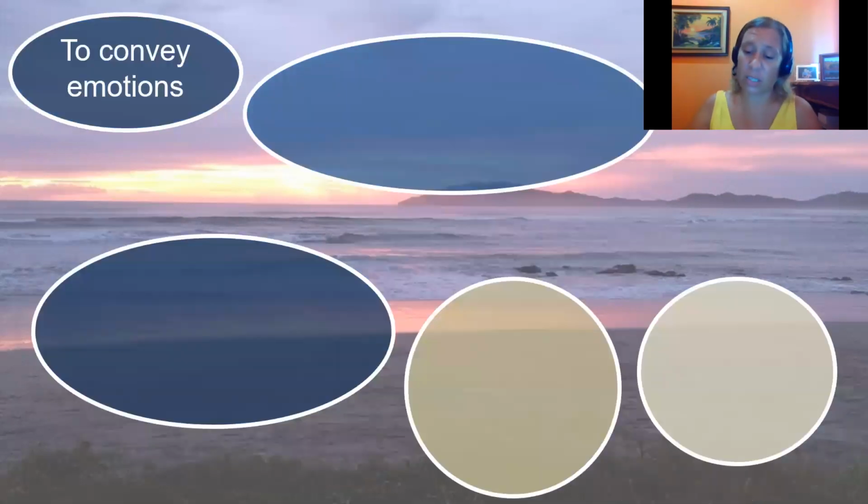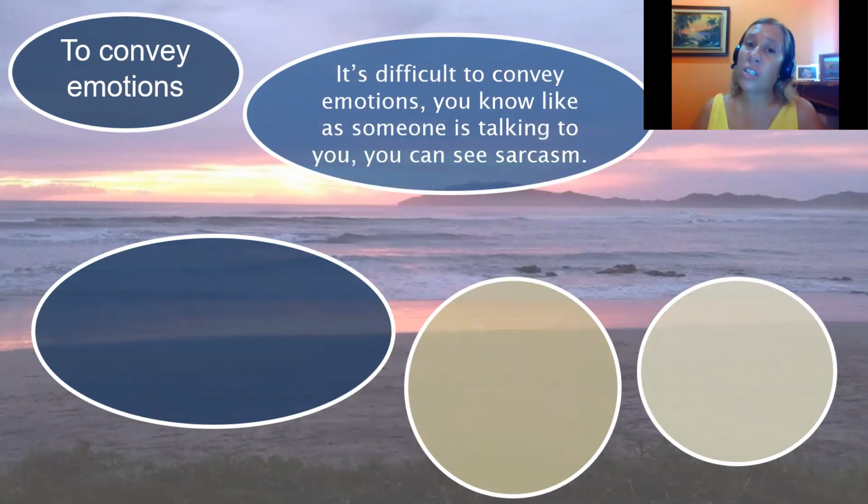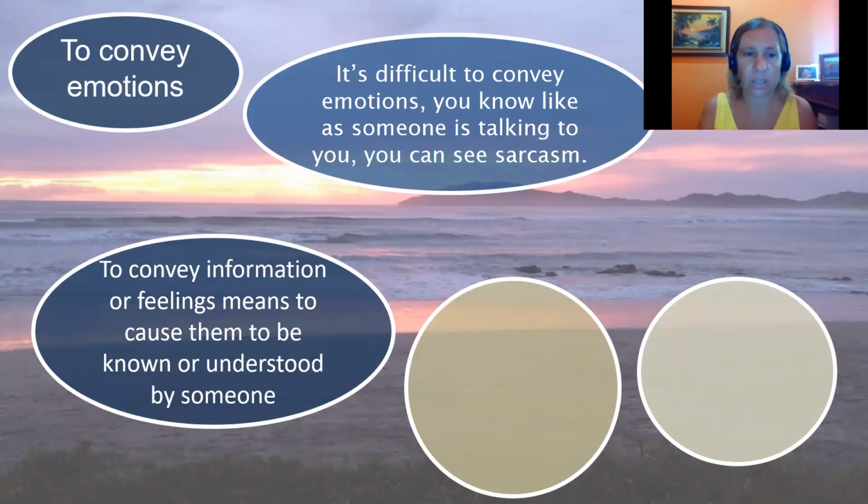Okay, to convey emotions. It's difficult to convey emotions, like as someone is talking to you. You can see sarcasm. So when we're not face-to-face, it's difficult to convey these emotions. When you convey information or feelings, it means that you are explaining them to others, so that others can understand them. So it's difficult when you don't see each other, when you're not face-to-face.